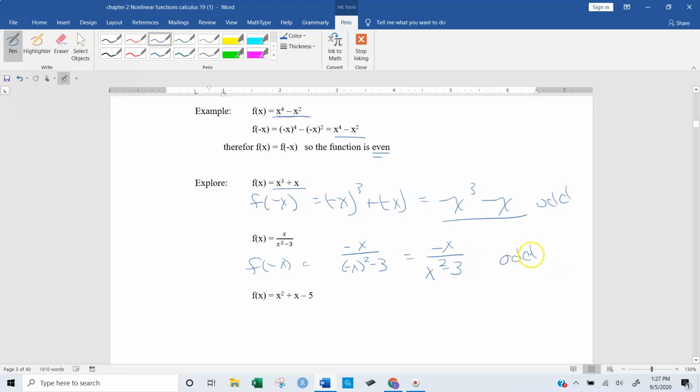I know that's weird, right? But remember, 1/2 is positive and negative 1/2 is negative. These are exactly opposite. This is the exact same thing, so this is odd.